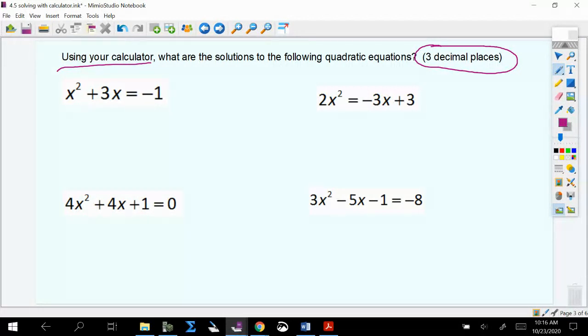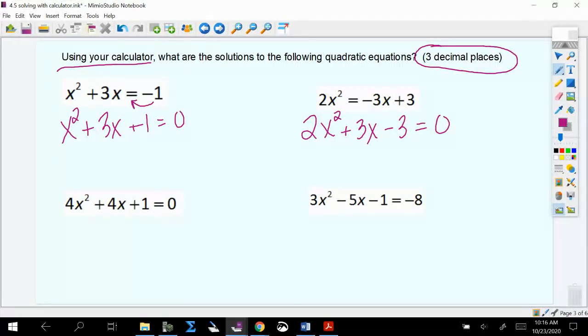The first thing you want to do with all of these is get it in standard form. So make sure everything is on one side equal to 0. So you're going to have to bring this -1 to the other side by adding it. Sometimes I do that first. I try to get all of them in standard form. So I'm going to add the 3x to get that to the left, and then I'm going to subtract 3 to get that to the left. The third one already is in standard form. This one I'm going to have to add 8, and I'm going to add it to the constant term. So you've got 3x squared minus 5x plus 7.